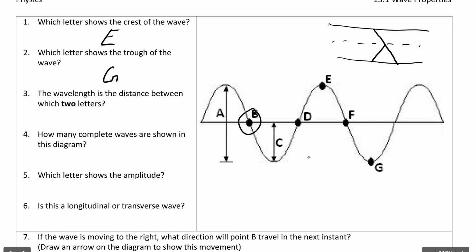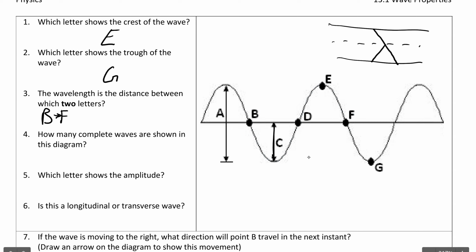How about from B? Okay, B, there's the trough. That's a half wavelength. You got to get the crest in there. So from B to F, that is one full wavelength. Is there another valid option?